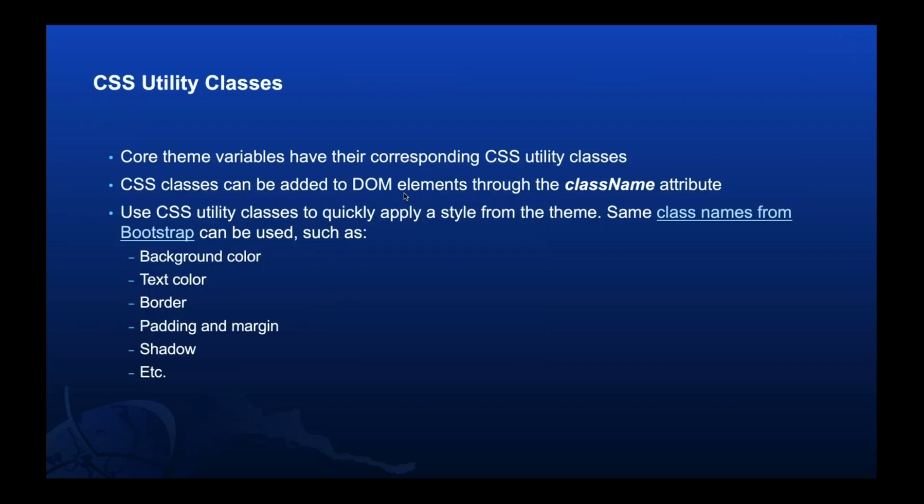So all these theme variables have their own corresponding CSS utility classes, which was demoed in Gavin's demo widget. These classes can be easily added to any UI element to quickly apply a style from the theme. And these utility classes follow the same naming convention as Bootstrap, such as the background colors, text colors, borders, etc.